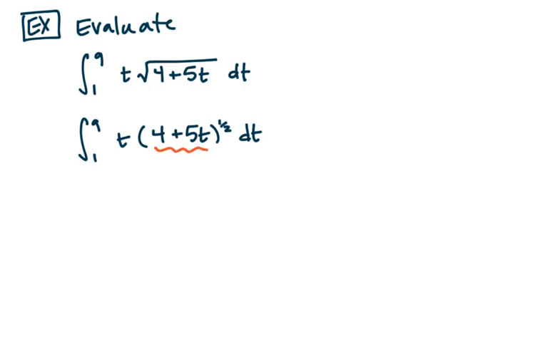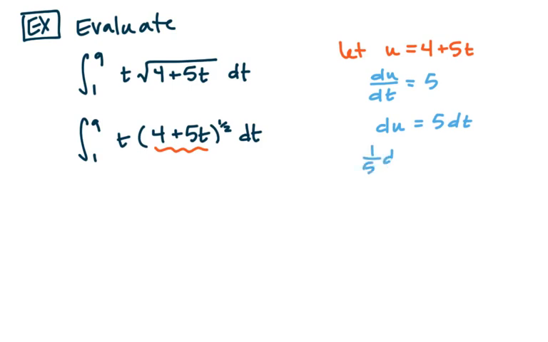My u value is going to be what is in the exponent. So we'll say let u equal 4 plus 5t. That means the derivative of u with respect to t is 5, or du is 5 dt, or 1/5 du equals dt. So I have this extra t in here. I'm not really sure how to deal with this t value. Okay? So let's look at what happens.